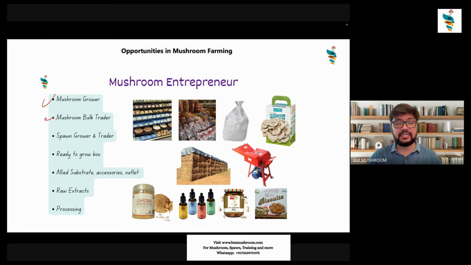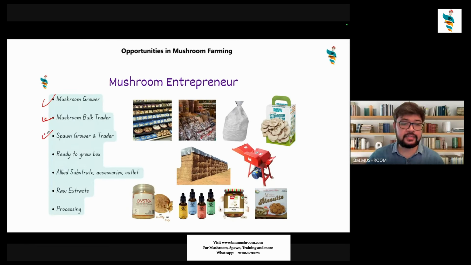Then bulk traders. When you become a mushroom farmer, the very first question will be, okay, I will grow mushroom, but where will I sell? But once you start growing, you will face the difficulty that you are not able to fulfill the market demand, because once you start to achieve the parameters required to market your product and you are growing quality mushroom, you will get a lot of leads, a lot of inquiries, and you will not be able to fulfill the demand of the consumers. At that time, most of the farmers turn into traders. They start building their own community, or they start purchasing from other growers and farmers, and they earn good profit using that as a trading tool. So mushroom bulk trader is another business you can start.